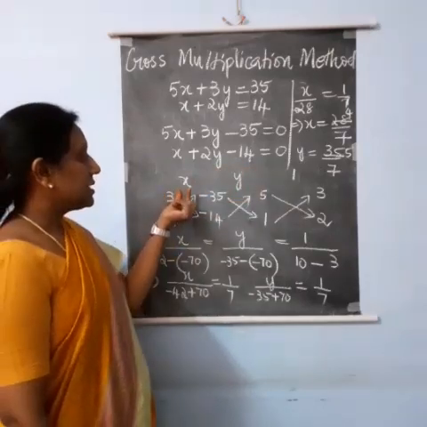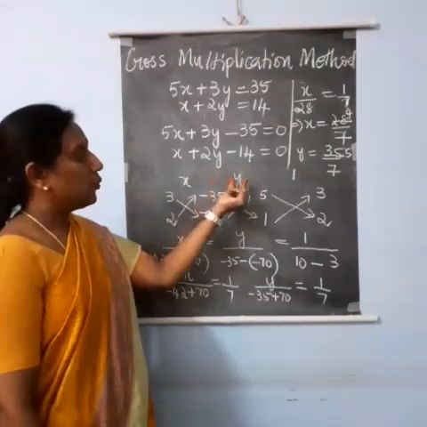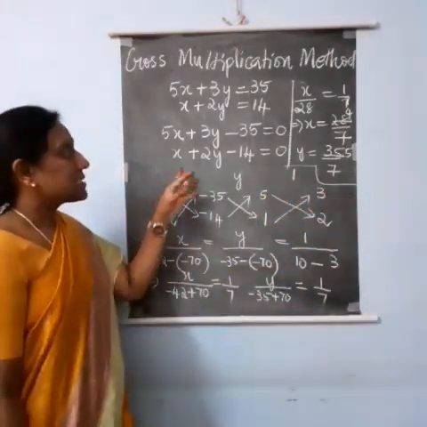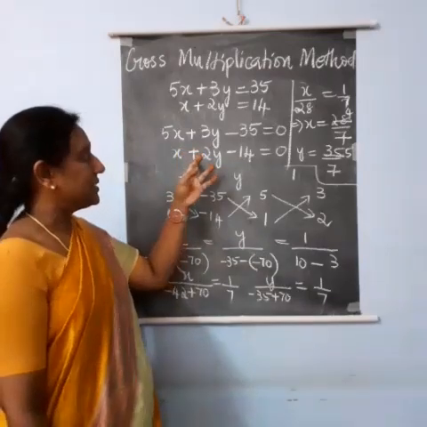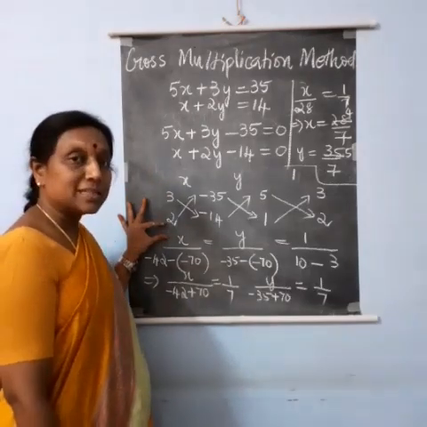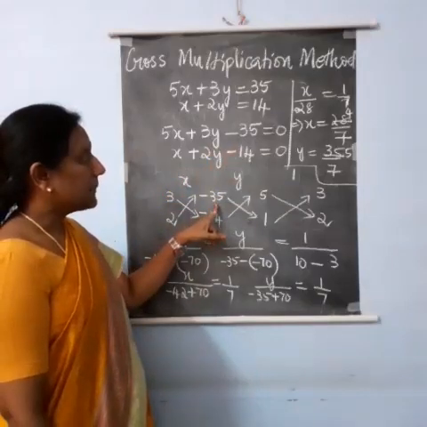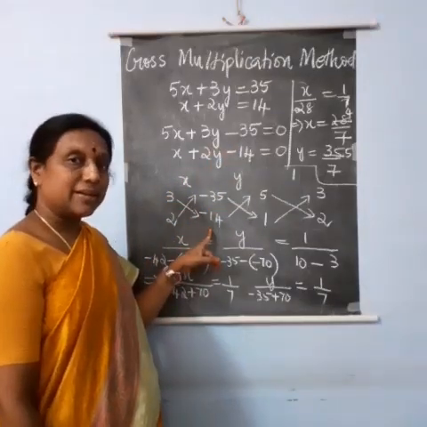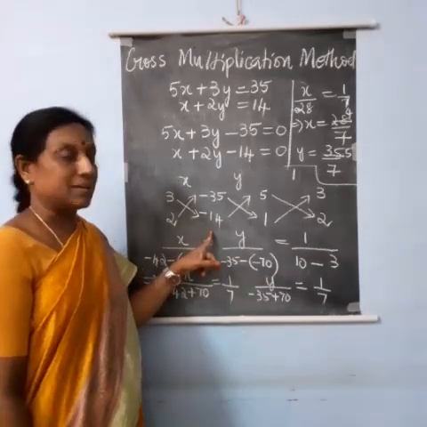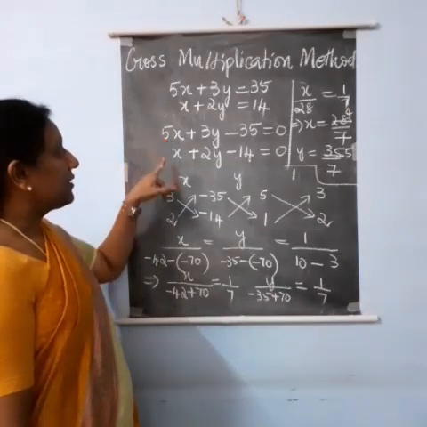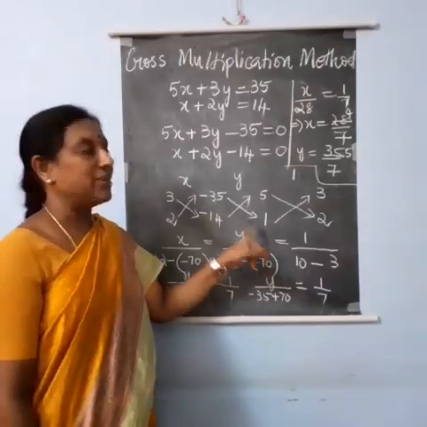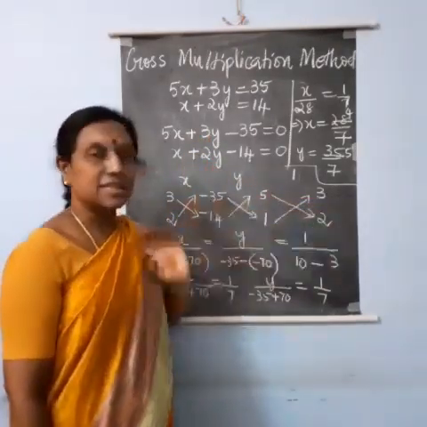Now what have I written? I've written the x variable, y variable and 1. Then what happens? I started with the coefficient of the y term, that is 3 and 2, and wrote 3 and 2 here. I followed it up with the constant term, which is minus 35 and minus 14. Are we okay with that? Then I followed it with the coefficients of the x term, that is 5 and 1. Followed by the coefficients of the y variable, which is 3 and 2.